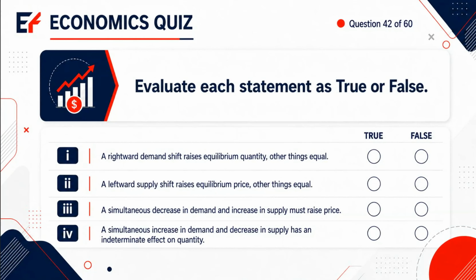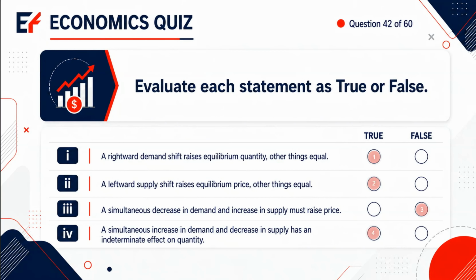Question 42. Evaluate each statement as true or false. A rightward demand shift raises equilibrium quantity, other things equal. The correct answer is true. A leftward supply shift raises equilibrium price, other things equal. The correct answer is true. A simultaneous decrease in demand and increase in supply must raise price. The correct answer is false. A simultaneous increase in demand and decrease in supply has an indeterminate effect on quantity. The correct answer is true.